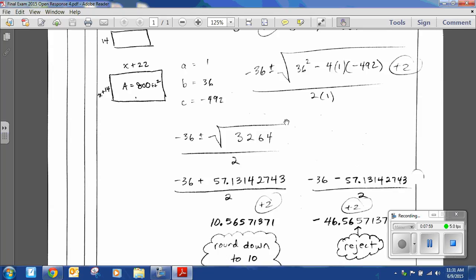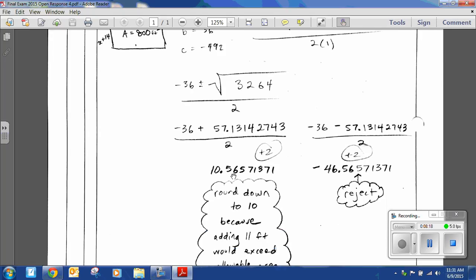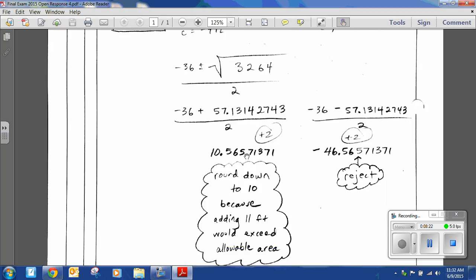Okay, now I start to simplify under the radical first. 36 squared minus 4 times 1 times negative 492 is 3,264. Then I take the square root of this. I write down all the decimal places. Plus minus means one of these is a plus, one of these is a minus. And then I evaluate the numerator, then divide by 2. I get 10.56571371, and I get negative 46 point, et cetera.